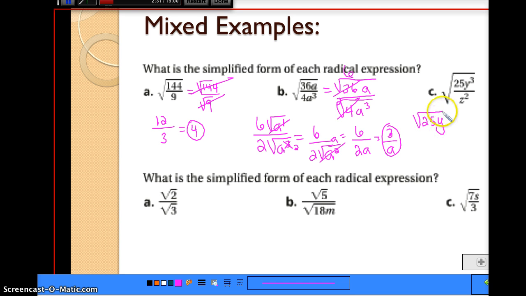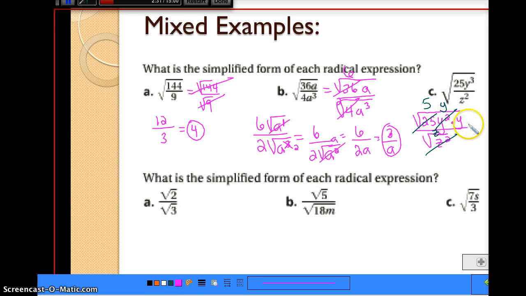25y, 25 is a perfect square. Y to the third can be broken down as y squared times y, all over the square root of z squared, which is a perfect square, so we don't need to break it down. Let's take out our perfect squares. The square root of 25 is 5. The square root of y squared is y. This y is stuck. The square root of z squared is z. So that guy came out.